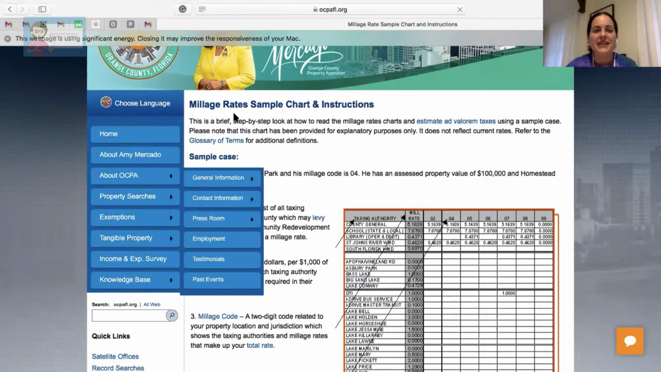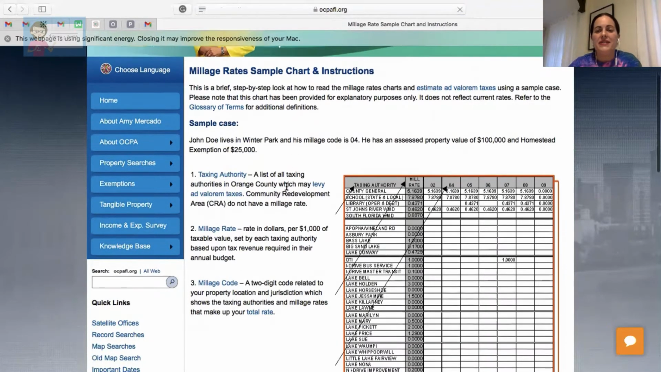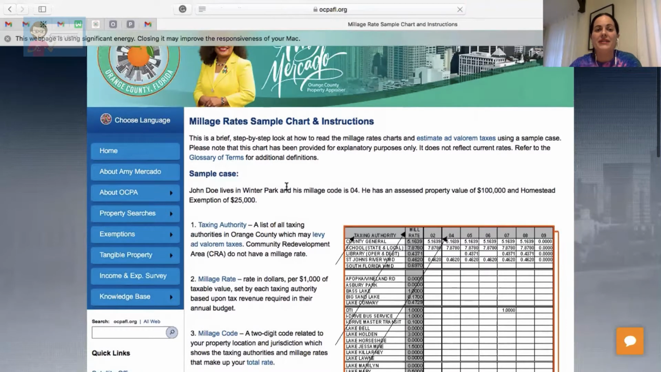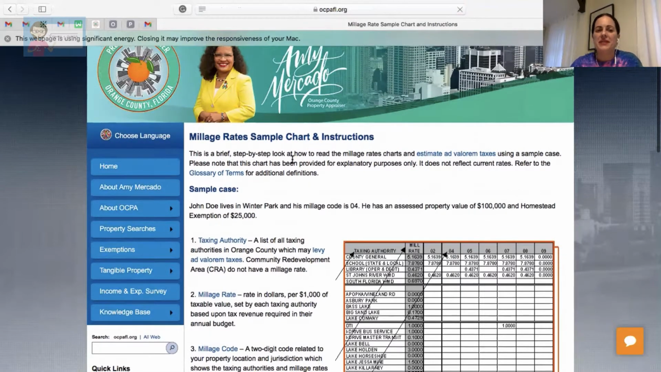As you can see, this is a sample case, and they tell you, look, this is a brief step-by-step look at how to read the millage rates and charts and estimate the ad valorem taxes using a sample case. Obviously, they say this is provided only for explanatory purposes, and it does not reflect current rates. You might see this and think, oh my God, I'm paying way too much compared to what the example says. So this is just an example.